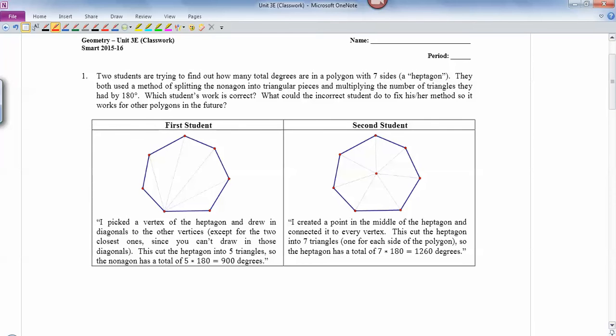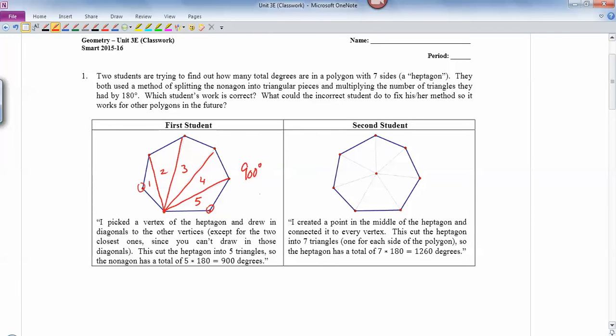What one of the students did was they started by picking a corner and then connecting that vertex to every other vertex that they could to make triangles. When they did that, notice you couldn't connect it to the two that were right next to it. So you connect it to everything else, and when you're done, you end up with 1, 2, 3, 4, 5 triangles. So this student said, okay, 5 triangles, 5 times 180 is 900. This thing has 900 total degrees, right?